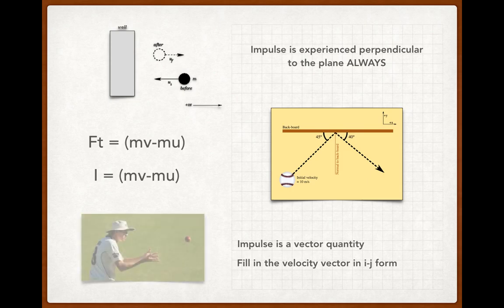And then in that case, it'd be the same thing, lads. V and U, you'd fill those in i j form, and you'd work out the impulse. And in that case, then you'd see the impulse is directed away from the surface that catches the ball, or perpendicular to the plane.